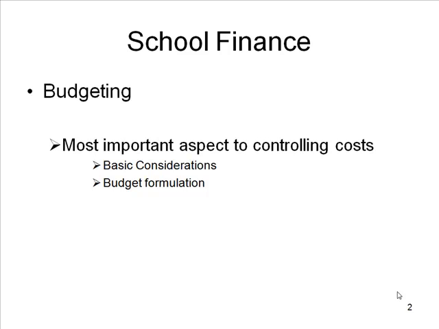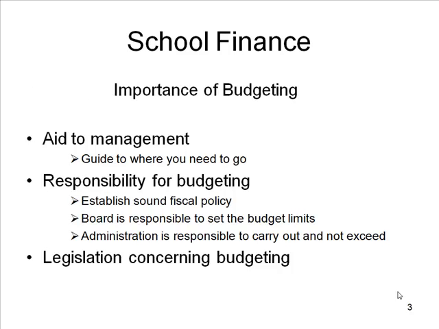The budget aspect controls cost. It's basic considerations and provides the information to the public and to the administration as to what the board's direction is relative to instruction. The budget becomes an aid or a guide as to where you want the academy to go. It establishes sound fiscal policy, and it sets the limits for fiscal responsibility that the board wants for the academy. The administration is responsible to carry out that plan fiscally as laid out by the board.